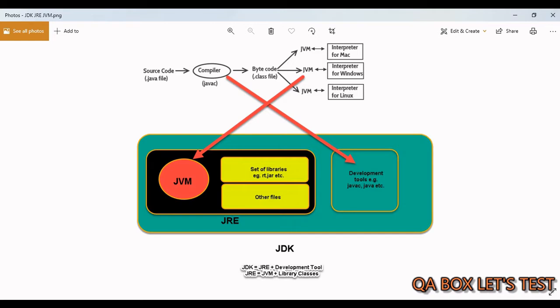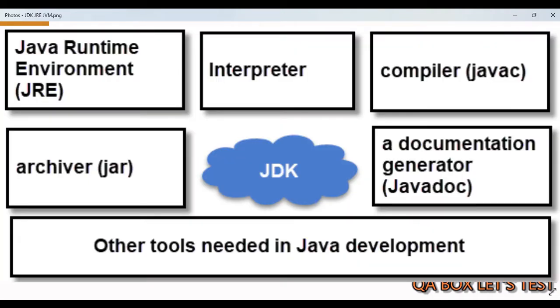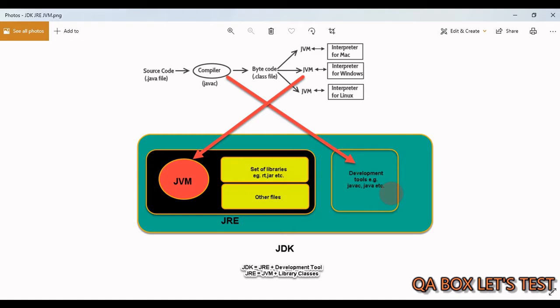It's really confusing. In fact, when I started doing my development, I was confused which one to install, because there is JDK, there is JRE, and there is JVM. Now let's understand the purpose of each one of these. JDK stands for Java Development Kit, and this provides the environment to develop and execute the Java program. It physically exists, and from this image you see it contains JRE and development tools like interpreter, compiler, archiver, document generator, and other tools needed in Java development. So in simple words, if you want to do Java programming, you've got to install JDK on your machine.